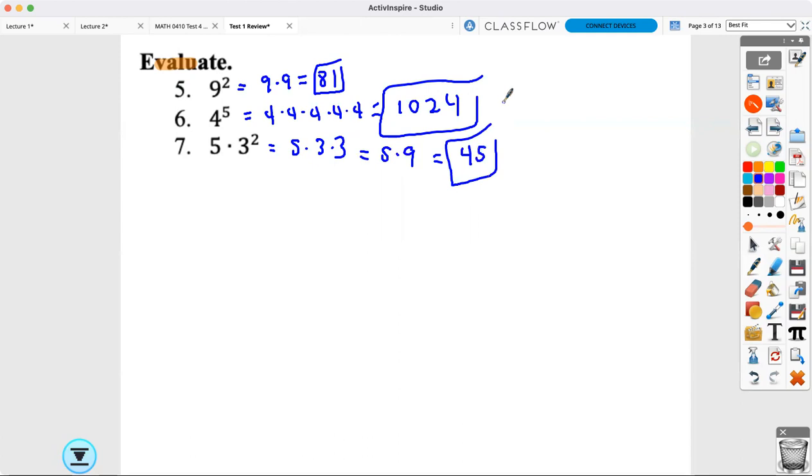Any questions for these 3? On the 7, you can just do 5 times 3 times 3, right? Yes, you can. I only did the 3 squared first because I just follow PEMDAS, but it's not a big deal. Yeah, you can do 5 times 3, then times 3 again. We'll get the same thing.